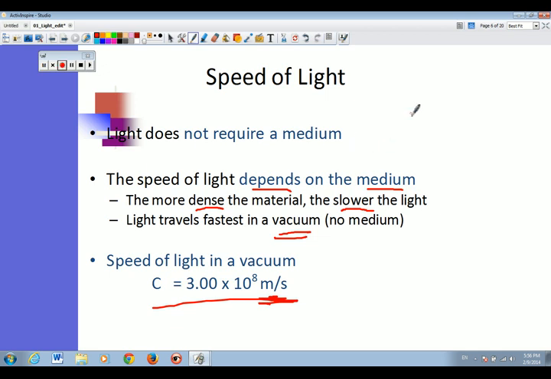So light doesn't require a medium. It's electromagnetic, which means basically you have a perpendicular electric wave and magnetic wave, which is a whole other lecture. But what happens with light in dense material is that it slows down.